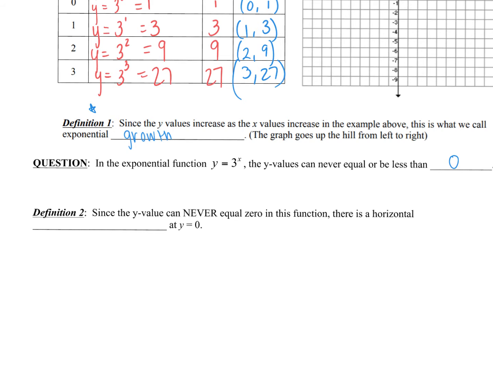Okay? Looking at definition 2. Since the y value can never equal 0 in the function, what did I say before? There is a horizontal what at y equals 0? Big word, it's a weird word. It's a horizontal asymptote. Okay? Right? So, when a y value can never be 0, there is always a horizontal asymptote, so it's never going to touch the y-axis.